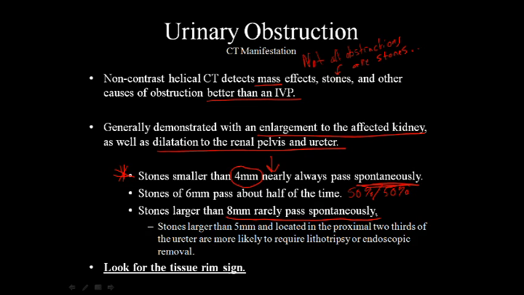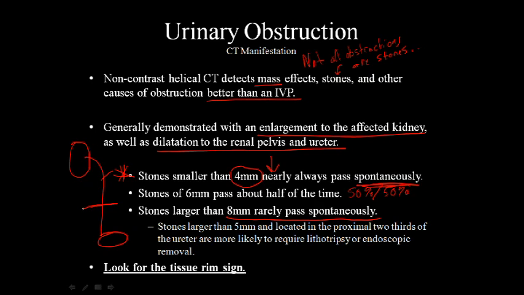Stones larger than 5 millimeters and located in the proximal 2/3 of the ureter are more likely to require lithotripsy or endoscopic removal. So basically, if we draw a ureter here, here's the kidney, here's the ureter, here's the bladder. So if you have a stone, let's say that this is 1/3, 2/3, and then this is the final portion.